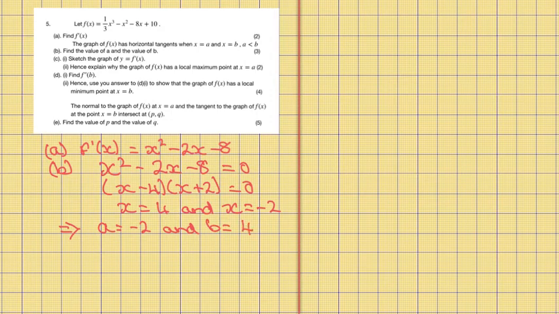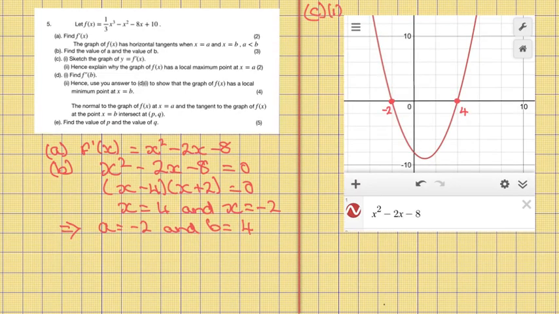C, part 1. Sketch the graph of y equals f dash of x. That means we have to sketch the graph of x squared minus 2x minus 8. We know it has roots at x equals 4 and x equals minus 2. Here is the graph of f dash x equals x squared minus 2x minus 8, clearly showing the roots at a equals minus 2 and b equals 4.